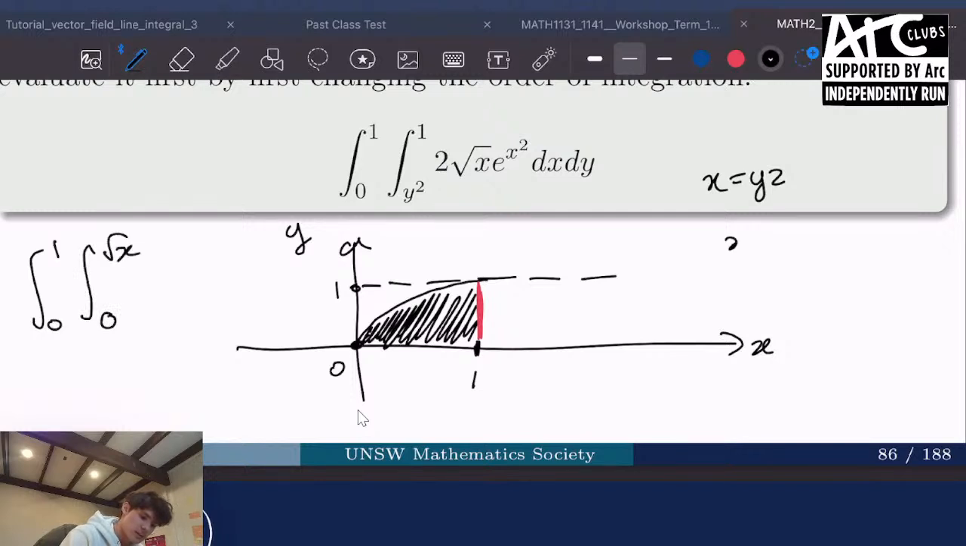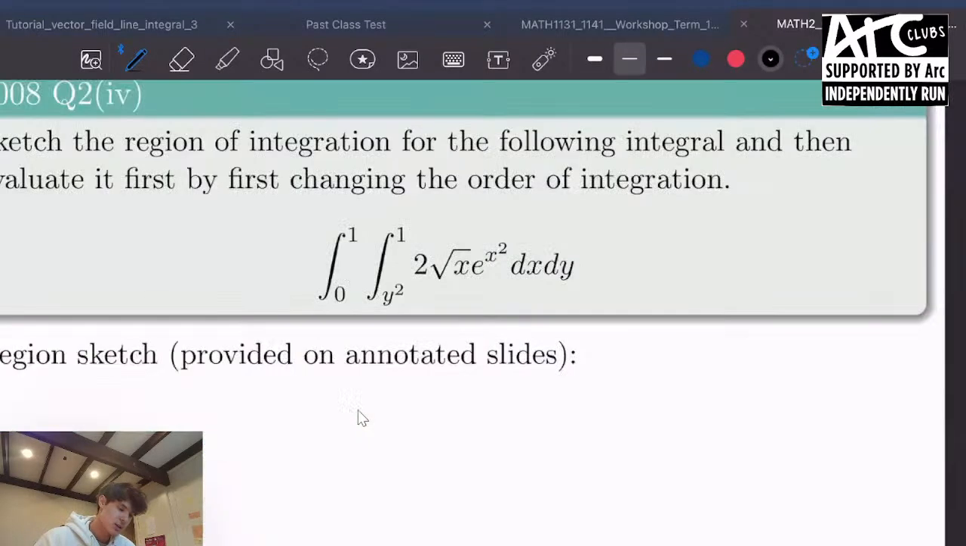Because if x equals y squared, y equals root x, okay? So that means that we're going from 0 up to y equals root x. Okay, and that gives us the exact same region, and that means the function is the same inside, because that didn't affect anything, except now we can reverse the order of integration. So we can actually calculate the integral.